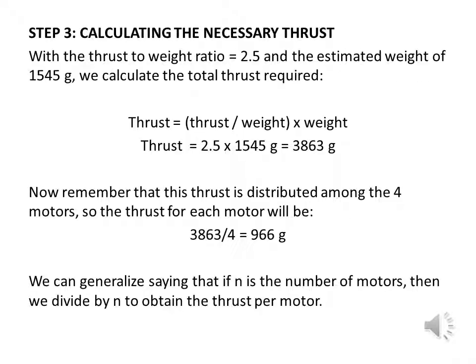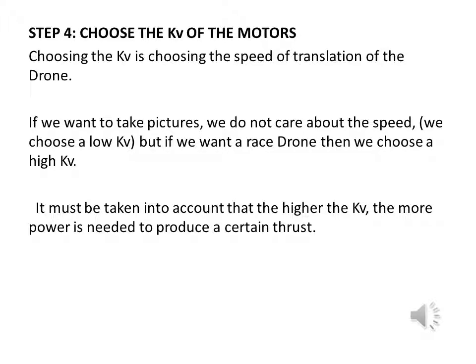Step 3. Calculating the necessary thrust. With the thrust to weight ratio equal to 2.5 and the estimated weight of 1,545 grams, we calculate the total thrust required. Thrust equals thrust to weight ratio multiplied by weight. Thrust equals 2.5 x 1,545 grams equals 3,863 grams. Now remember that this thrust is distributed among the 4 motors, so the thrust for each motor will be 3,863 divided by 4 equals 966 grams. We can generalize by saying that if n is the number of motors, then we divide by n to find the thrust per motor. Step 4.